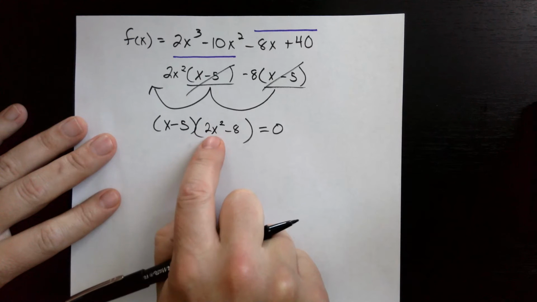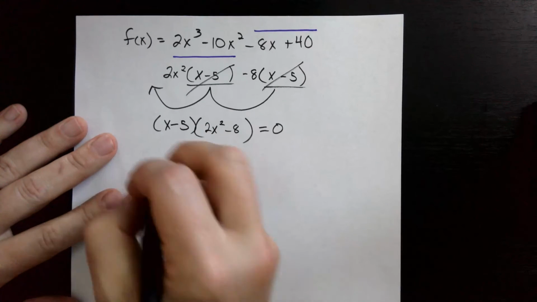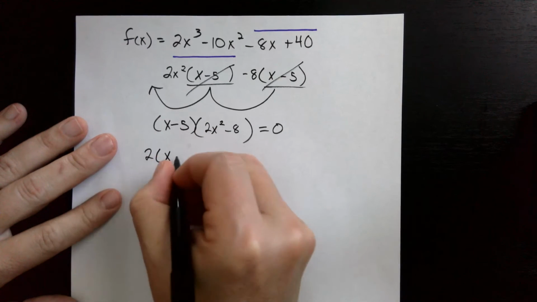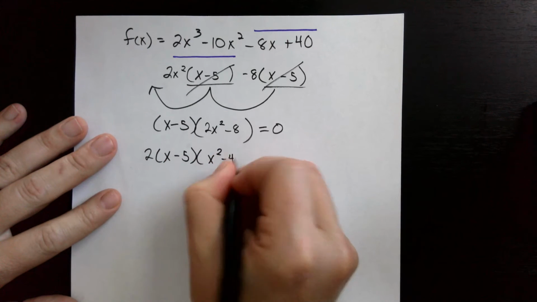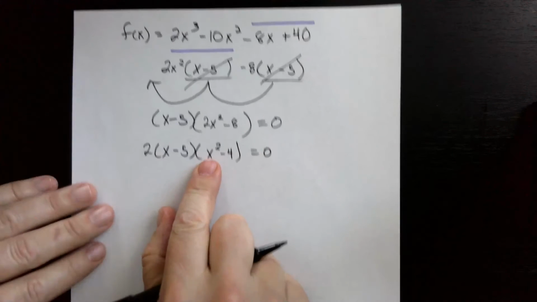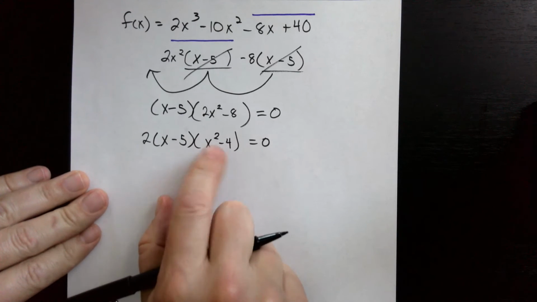First of all, I need to take a number out of here. What's the biggest number I can take out of here? It looks like a 2. So I'll factor a 2 out to the front. So I get x minus 5 and then an x squared minus 4 equals 0. Now this, I hope you recognize, is a difference of squares.